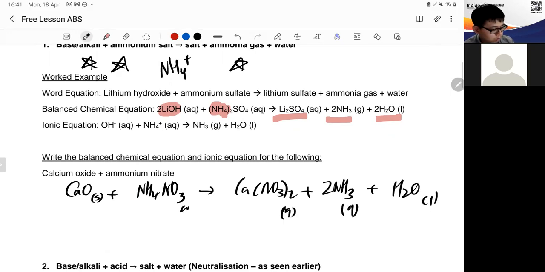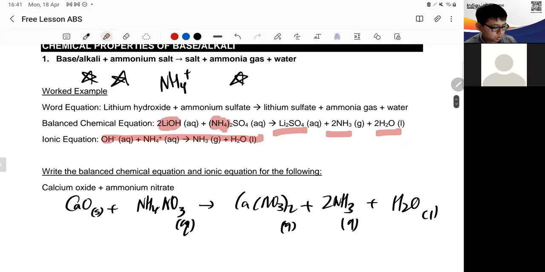And you don't need to worry about the ionic equations for this, because they usually won't test you on ionic equations for bases, more of alkalis. So this is pretty important. Please know how to get to this point.